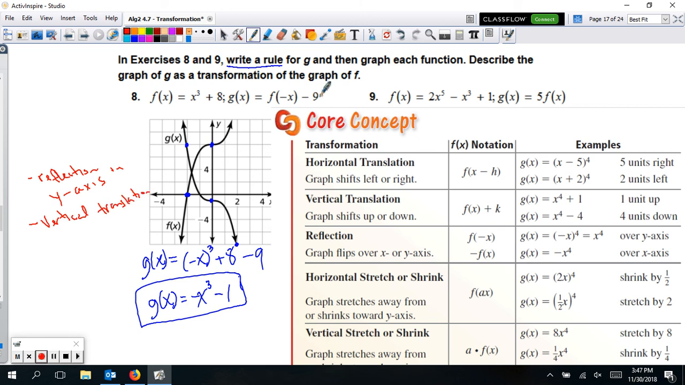And it's going to be going 9 units down. So 9 units down.